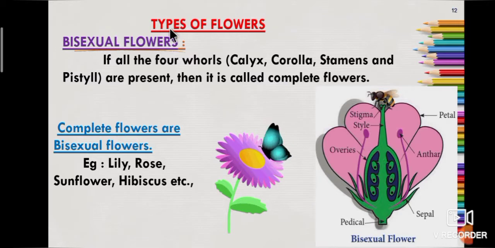Now we are going to see types of flowers. First one, bisexual flowers. If all the four whorls, that is calyx, corolla, stamens and pistil, are present, then it's called a complete flower. Complete flowers are bisexual flowers. Example, lily, rose, sunflower, hibiscus, etc.